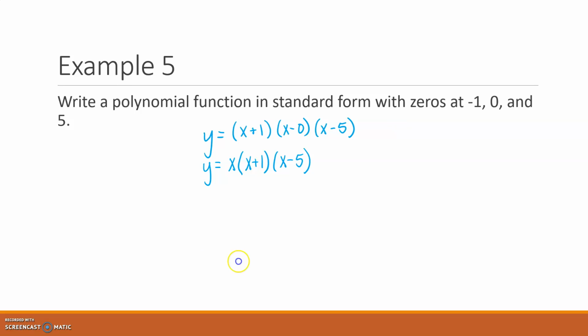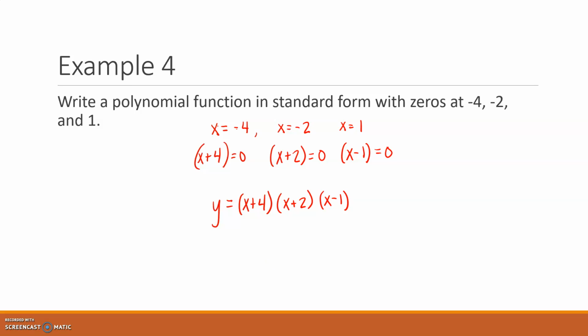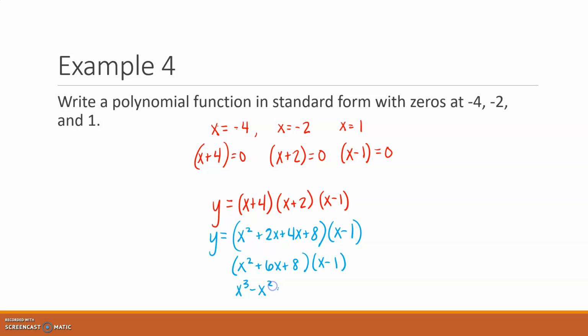So I wanted to look at how to put them in factored form, but now standard form is where we're doing the multiplication back out. So I'm going to do FOIL, and I'm going to get x squared plus 2x plus 4x plus 8, times x minus 1. This will give me x squared plus 6x plus 8, and then x minus 1. When I multiply that back out, I'd get x to the third minus x squared plus 6x squared minus 6x plus 8x and then minus 8. And then combining those like terms would give me x to the third plus 5x squared plus 2x minus 8. And this would be my final answer in standard form.